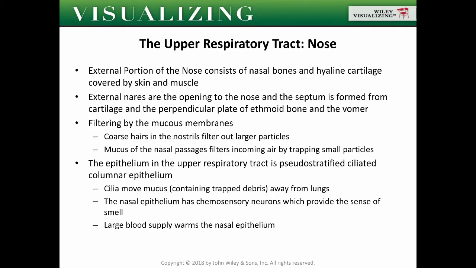So we have coarse hairs in the nostrils to filter out larger particles, while the mucus inside the nasal passages also filters incoming air by trapping the small particles that pass by the coarse hairs. And aside from that, the mucus also has the function of warming and moistening the air. So the epithelium in the upper respiratory tract is pseudostratified ciliated columnar epithelium. So it's a type of tissue.